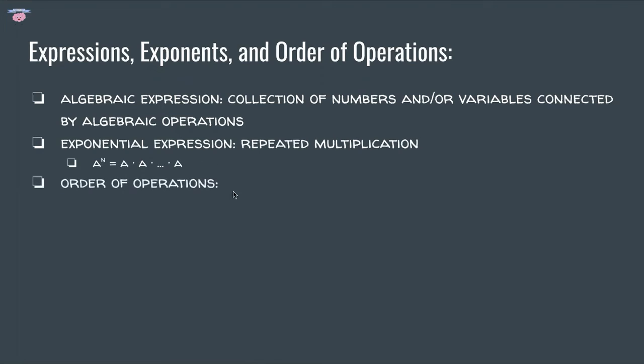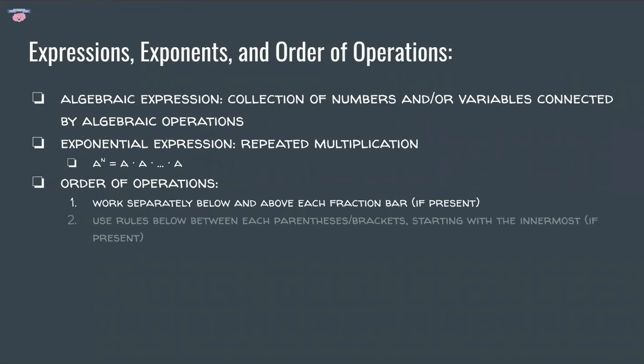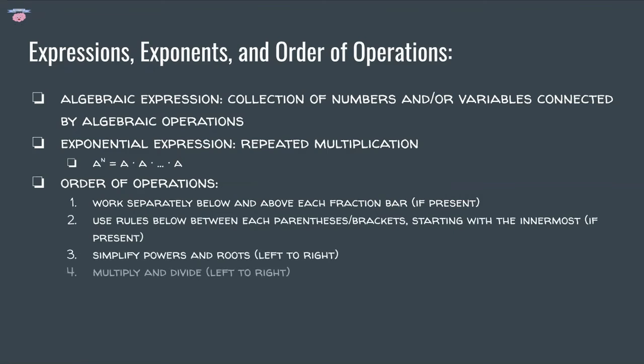The order of operations is useful when you're dealing with real numbers, not variables. First, work separately below and above each fraction bar. So first take into consideration the numerator and denominator of each fraction. And then use the remaining rules between parentheses and brackets. So first, simplify powers and roots, then multiply and divide, then add, subtract, and negate. All of these are left to right.